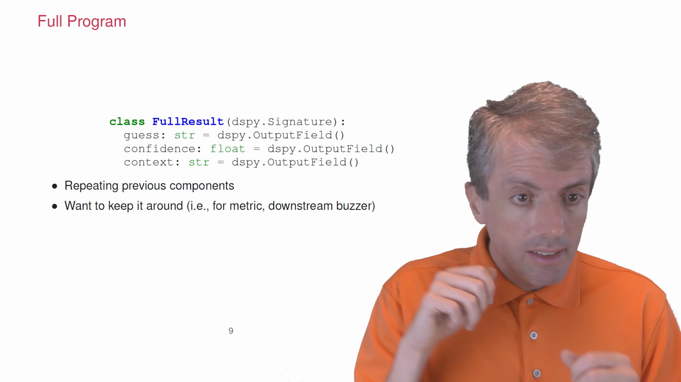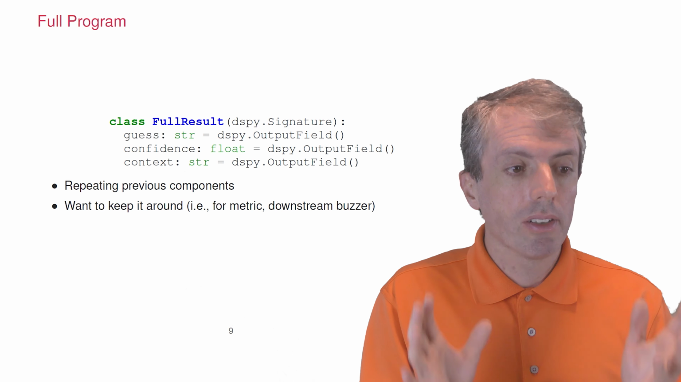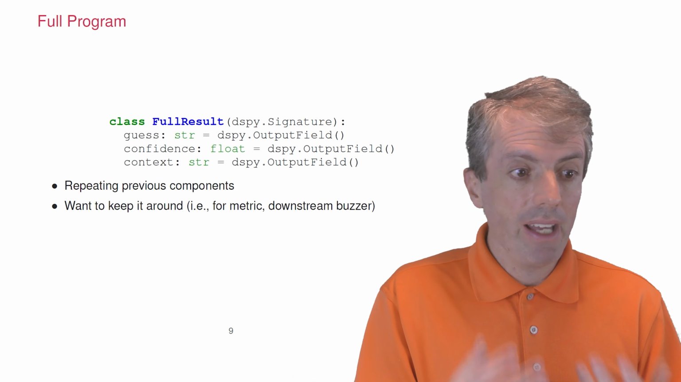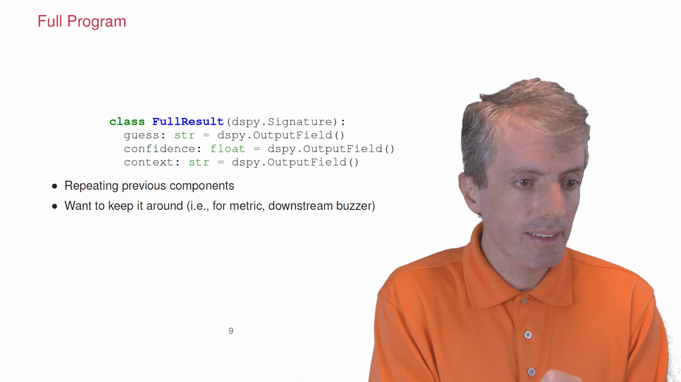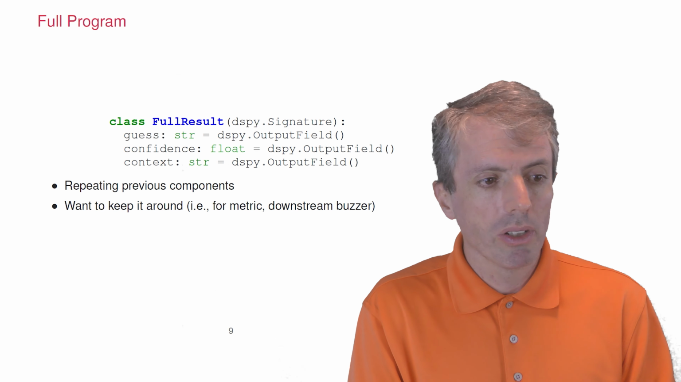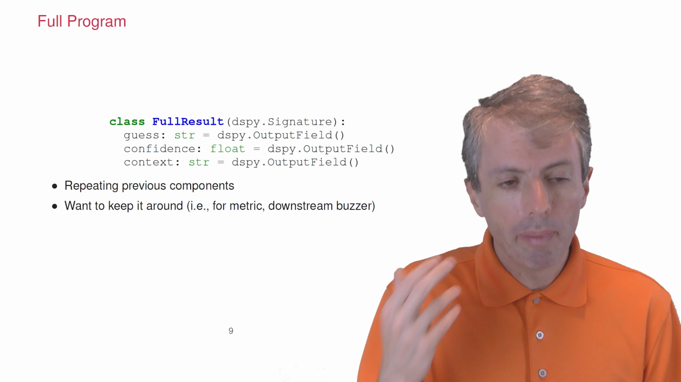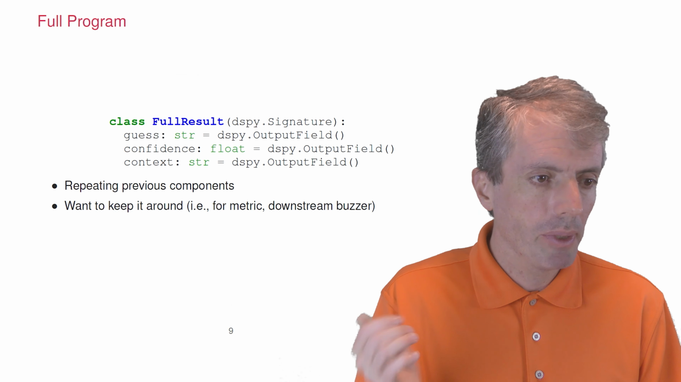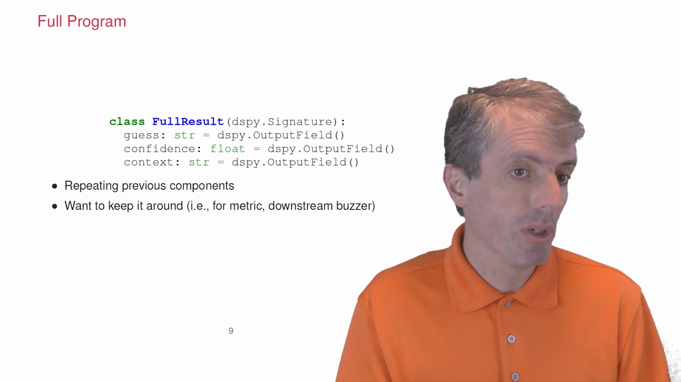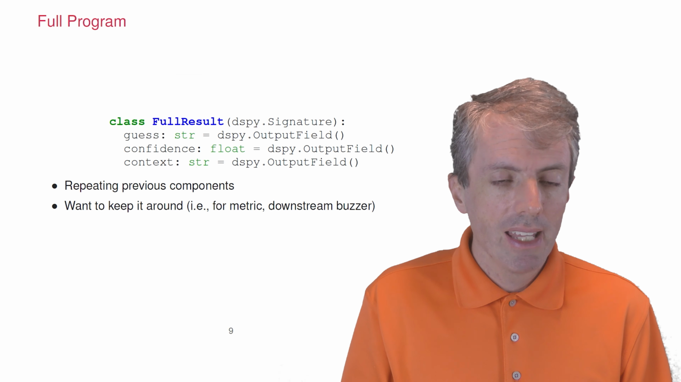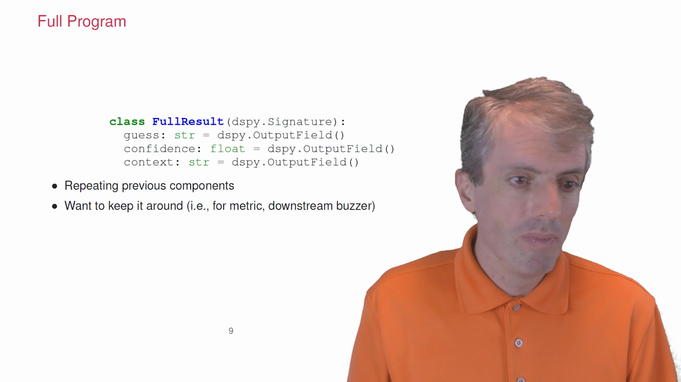We have each of our individual ingredients, and so now we need to put it together. The signature for our final result is going to say, hey, we're going to give you a guess with some context, and we're going to output a confidence. We're repeating stuff from before because we want that in our final output. This is useful not just for the metric function that I just talked about, but also if you, say, want to plug this into a downstream buzzer that decides whether to trust the confidence or not to buzz in a game.